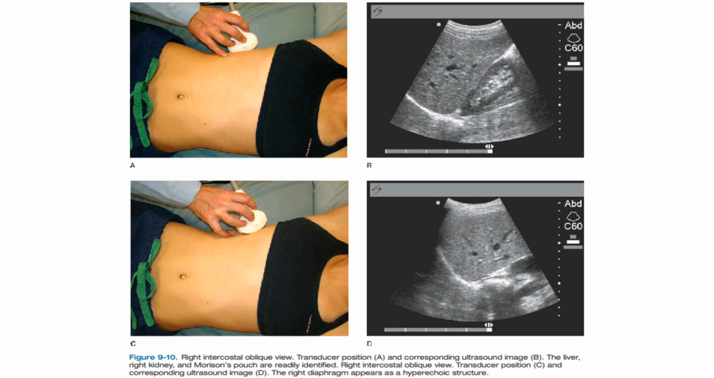These images show the right intercostal oblique view and the corresponding ultrasound images. The liver, right kidney, and Morrison's pouch are easily identified. The right diaphragm appears as a hyperechoic structure.